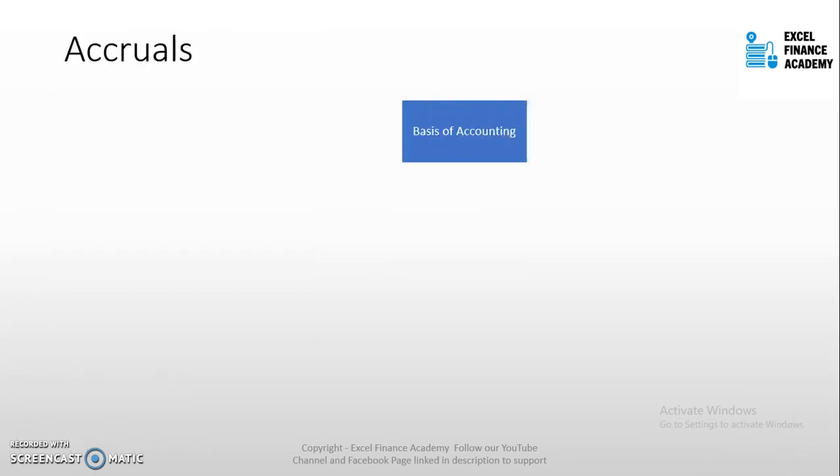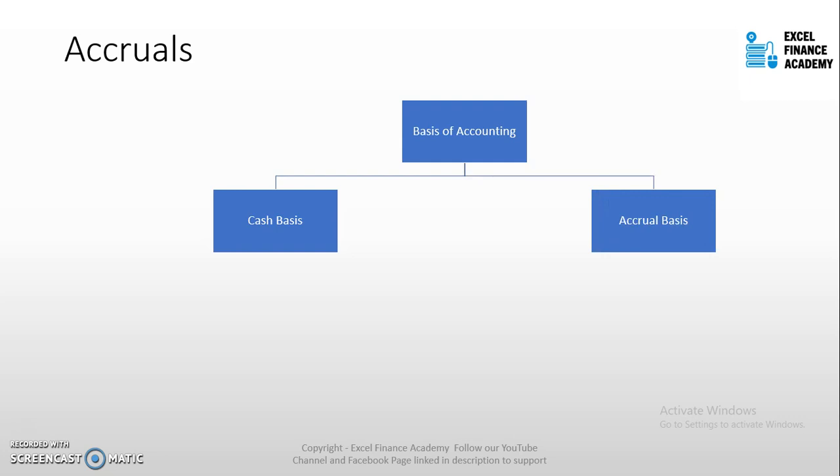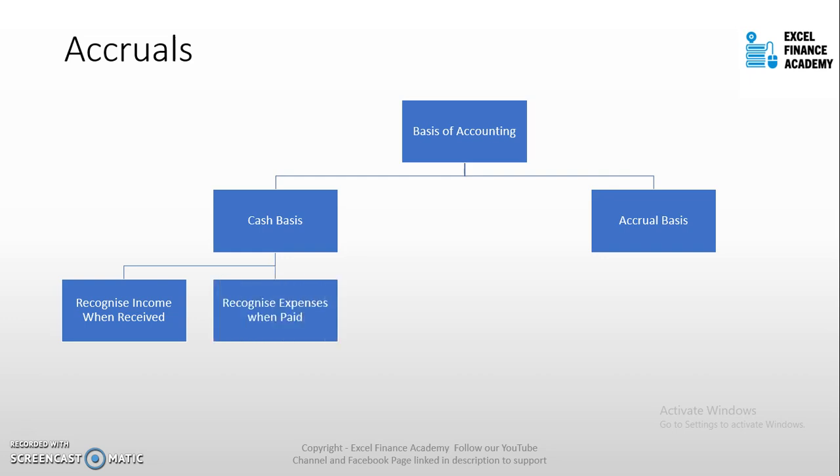So what is an accrual? Accrual is a basis of accounting. There are two bases of accounting normally: one is cash and the other is the accrual basis. So what is the cash basis of accounting? The cash basis of accounting recognizes income when it is received or expenses when they are paid, not when they are accrued at the same time. So there is no matching concept.